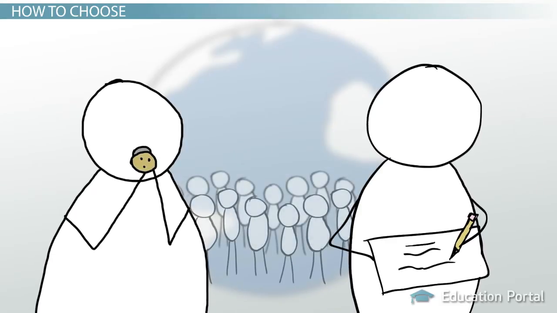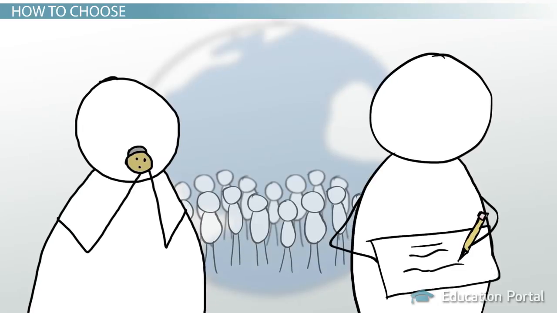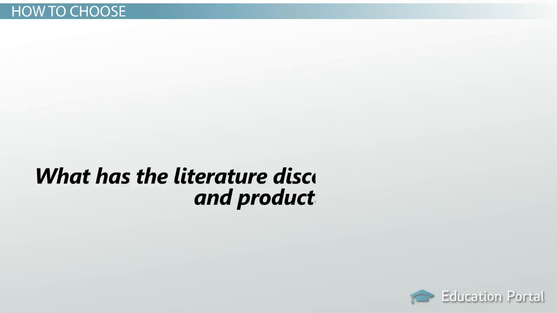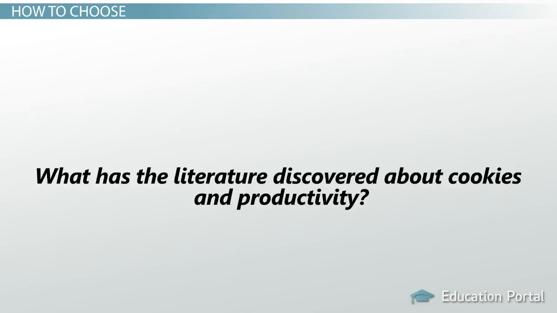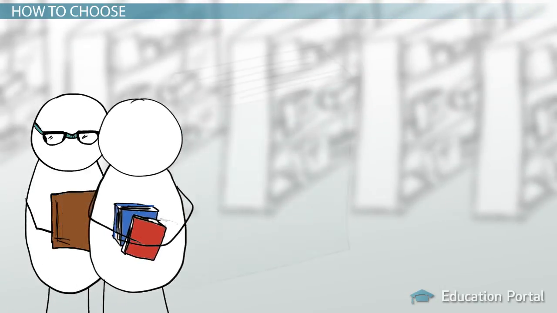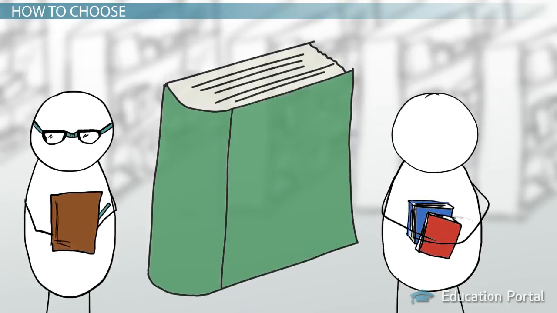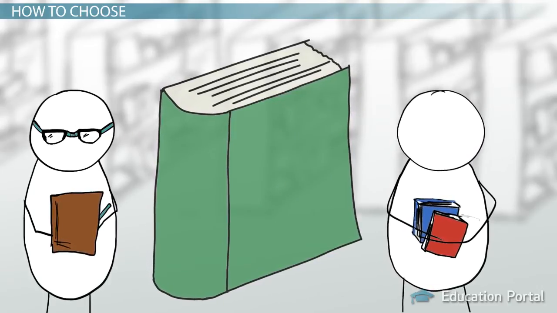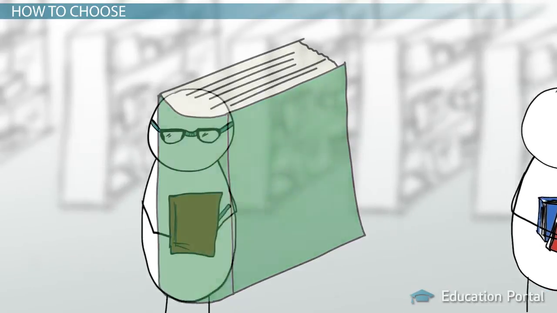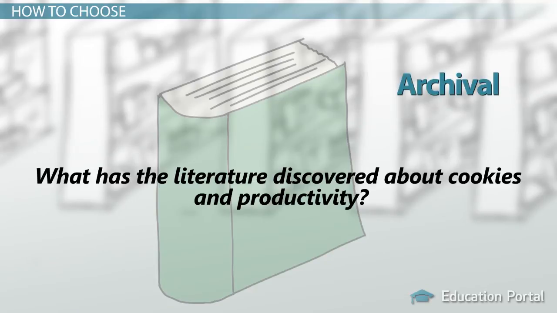A sample means a portion, anywhere from 1% to 99% of everyone. What has the literature discovered about cookies and productivity? Sometimes we want to know what has already been done, or we will take a look at what has been done, but from a different angle. This means we will need to have a thorough review of the literature instead of interacting with participants. This type of question, using already collected data, would cause a researcher to select an archival study.